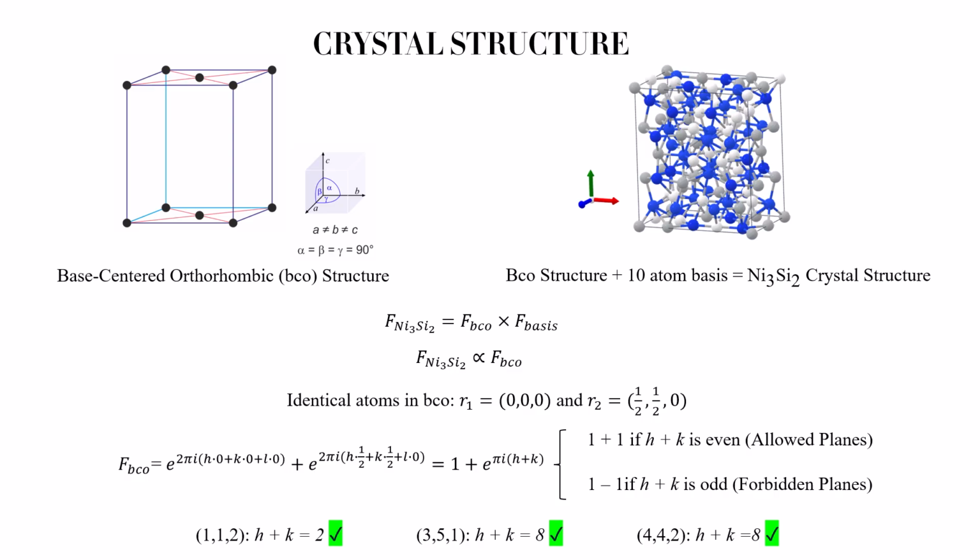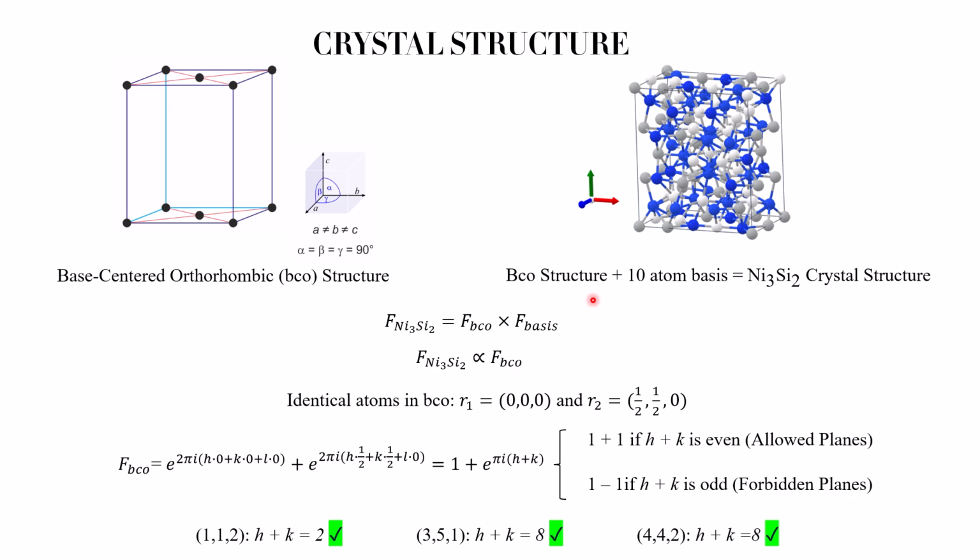From Materials Project, we know that Ni3Si2 is a base-centered orthorhombic structure, also known as a C-centered orthorhombic. The figure on the right is the conventional unit cell, and while this may look complicated, we can actually break this down into a BCO structure with a 10-atom basis. This means that if we want to know the structure factor of Ni3Si2 as a whole, we can break it down by analyzing the structure factor of a BCO and the structure factor of the basis separately.